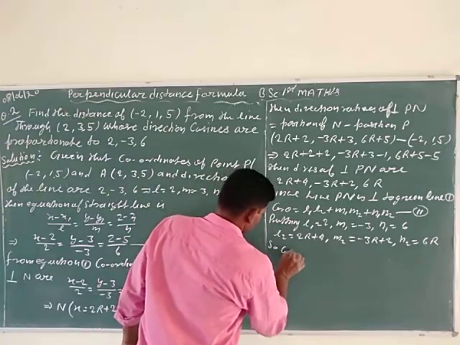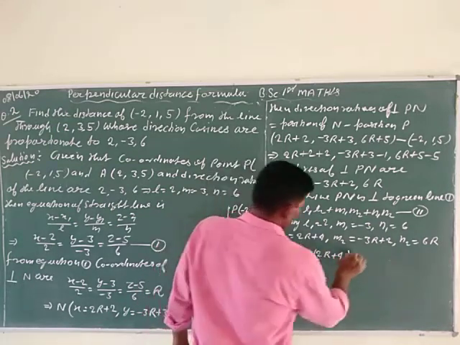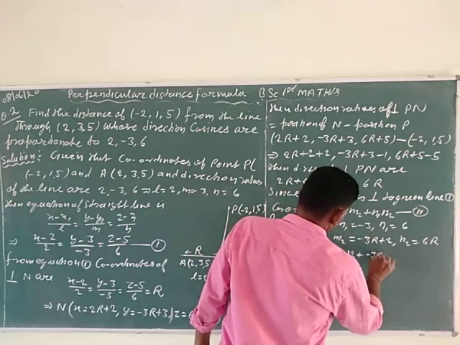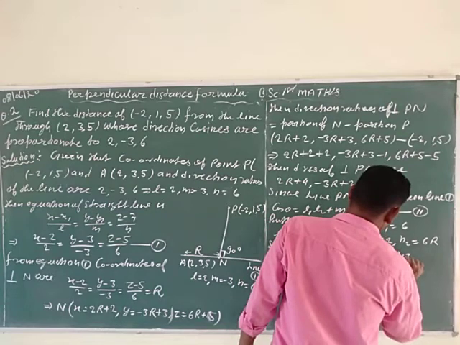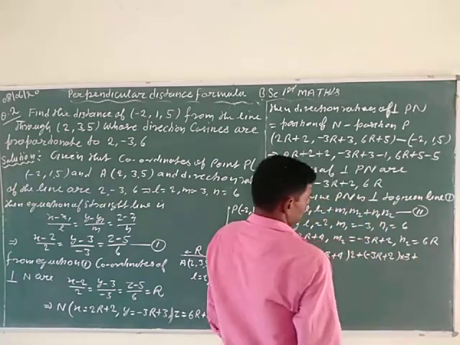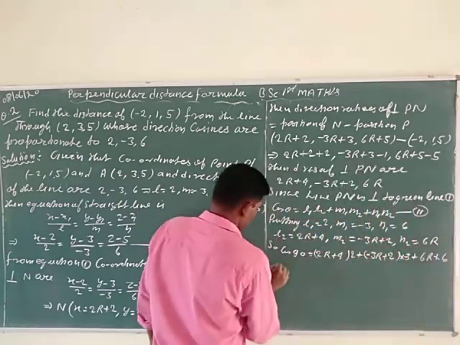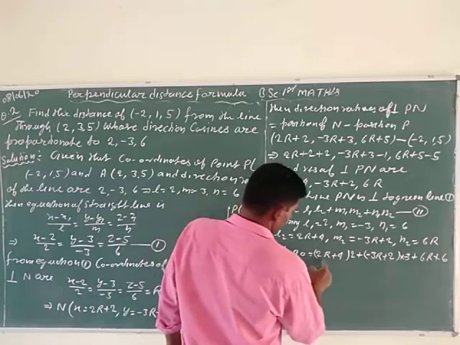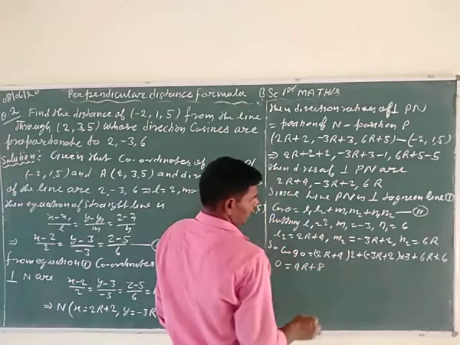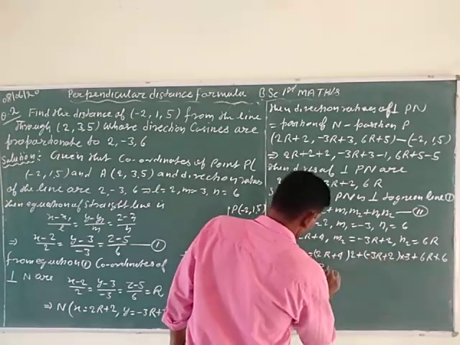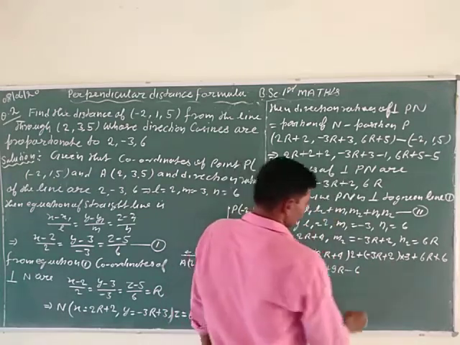So cos 90 is equal to (2r plus 4) into 2 plus (-3r plus 2) times -3 into -3 plus N2 is equal to 6r into 6. Cos 90 is equal to 0, you know that. So 2r multiplied by 2 is equal to 4r plus 8, and -3 with -3 is equal to plus 9r, and -6 plus 36r.